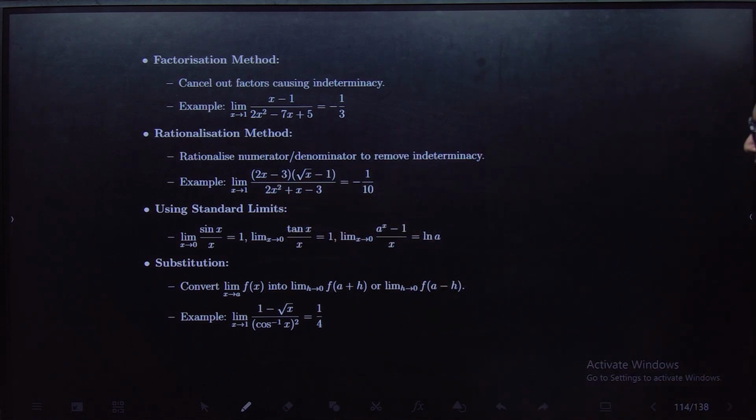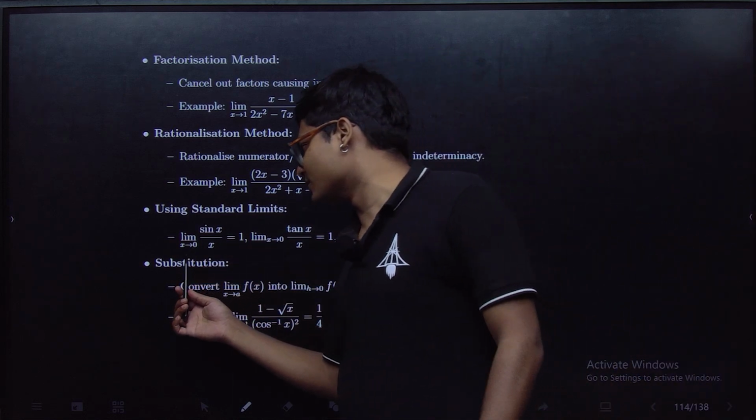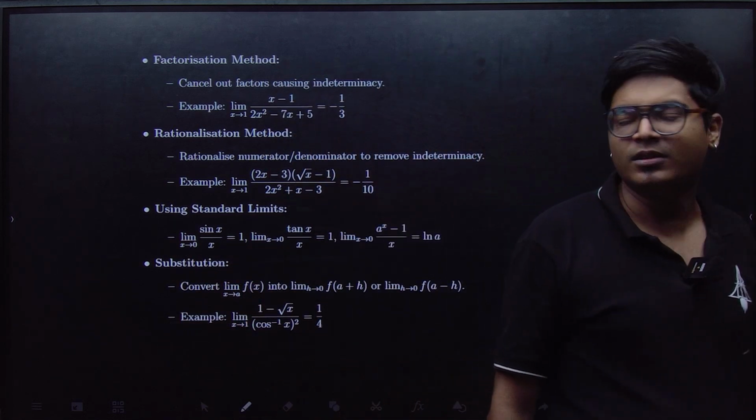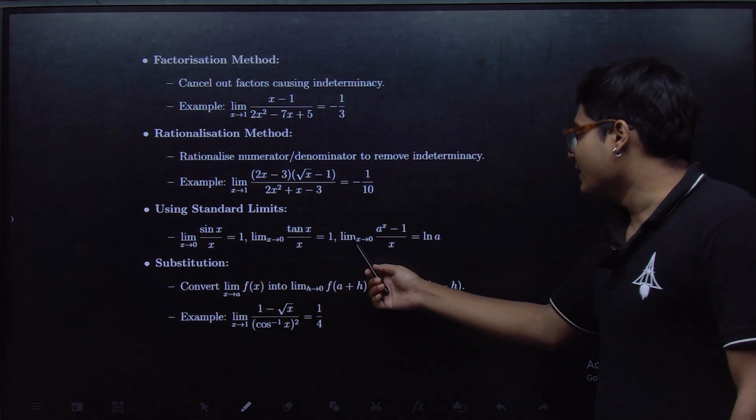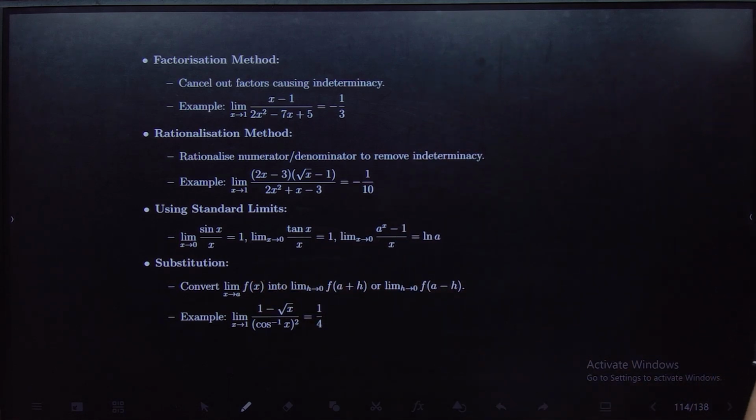Using standard limits, there are some standard limits. For example, limit x going to 0, we know that sin 0 is 0, x is also 0. But limit x going to 0, sin x by x is equal to 1. Same for tan. Limit x going to 0, a to the power x minus 1 by x is nothing but log a, right? Okay. So these are some ways you can calculate the limits of indeterminate forms, right?